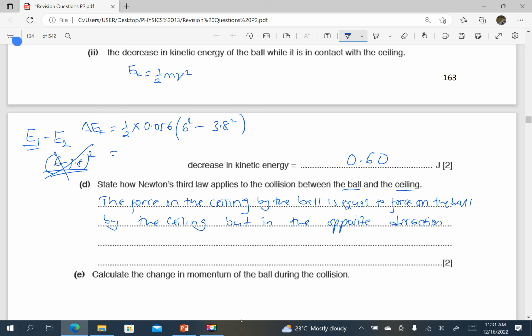So the force on the ceiling by the ball is going to be equal to the force which is exerted on the ball by the ceiling, but it will be in the opposite direction. That is in accordance to Newton's third law.